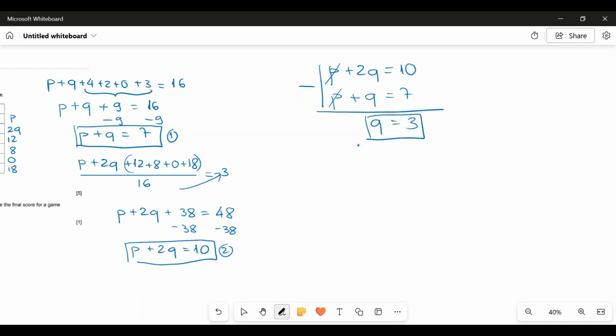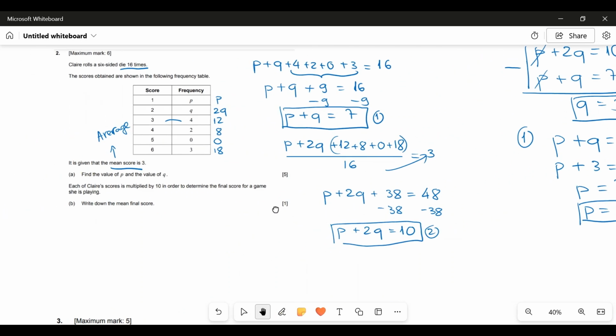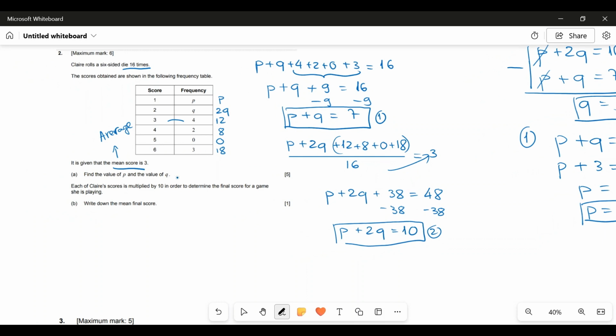And how to find the value of P? You can use either equation number 1 or 2 to find it. I choose number 1 because it looks simpler. So P plus Q equals 7, and Q is 3. So P plus 3 equals 7, P equals 7 minus 3, P equals 4. Then question A. In question B, they give us extra information.